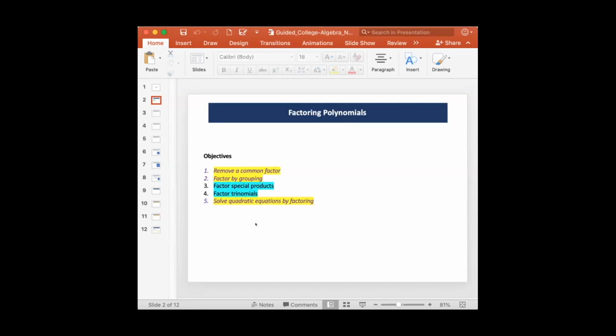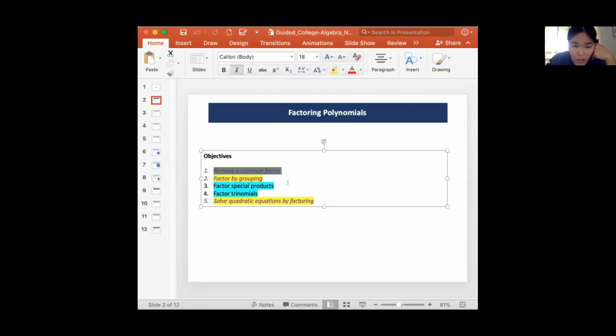So there are 5 objectives for factoring polynomials. The first one is remove a common factor. The second one is factor by grouping, then factor special products, the trinomials, and then solve quadratic equations by factoring, which is like the most important application of this section, right? And then these are kind of related to each other.